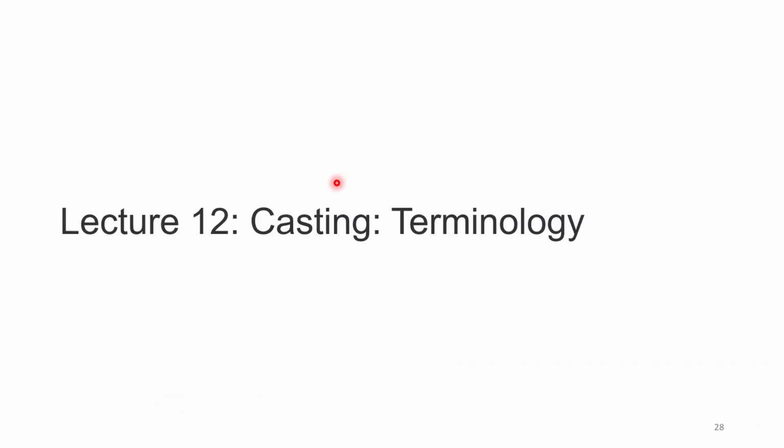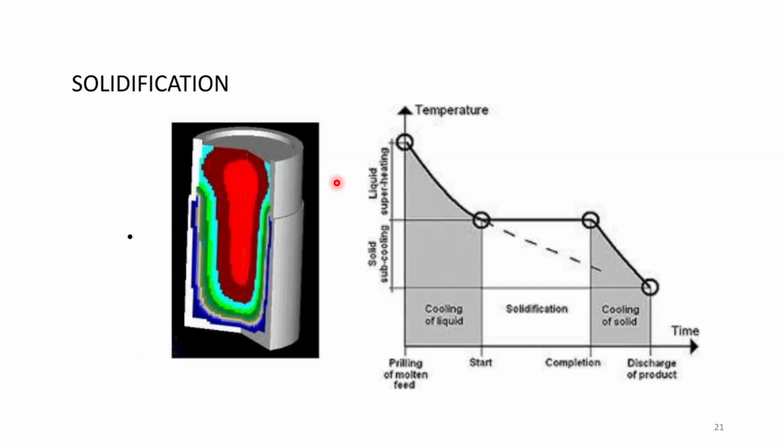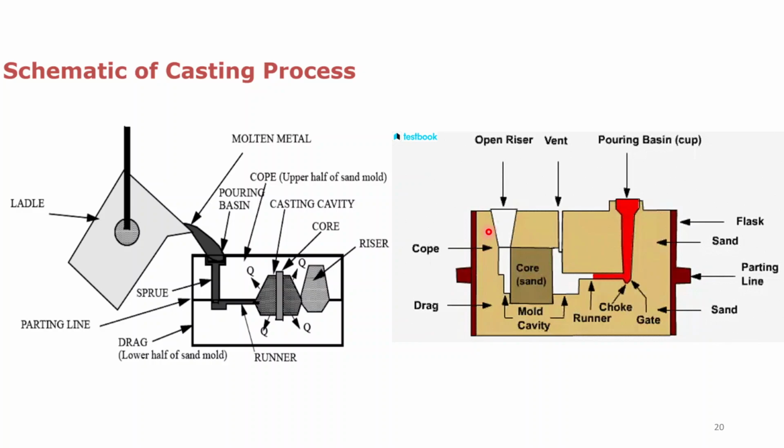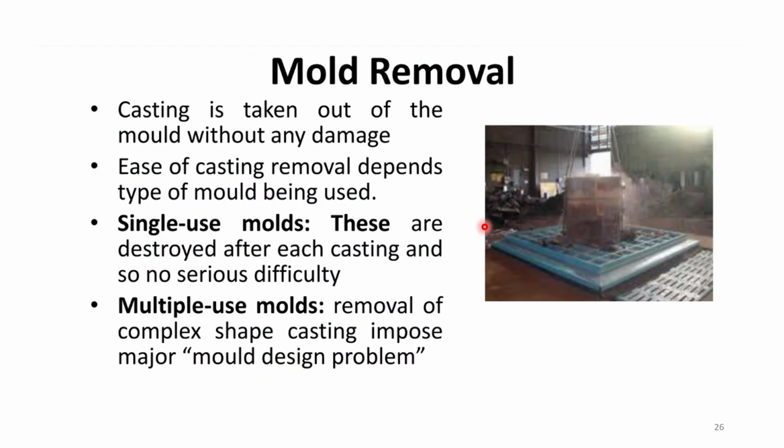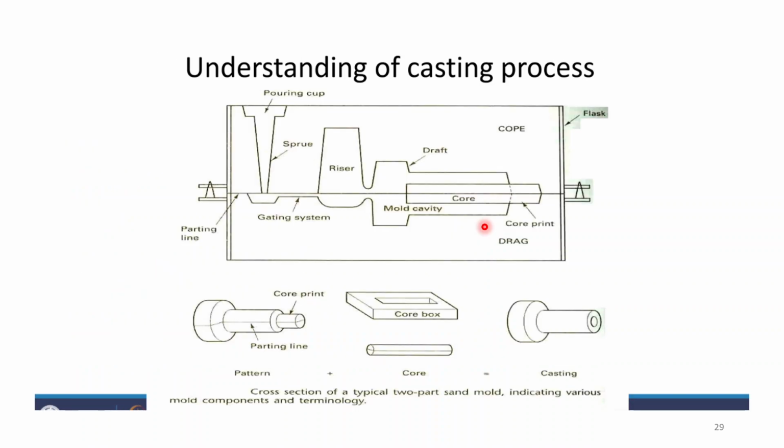As I told earlier, here you have an open riser. If it is formed only inside the casting, then it is a closed type of riser. Okay, then you have the mold cavity, the core to make your shapes hollow, and the core print for holding this core. Drag is the part of the flask which is the lower part. Cope will be the upper part.